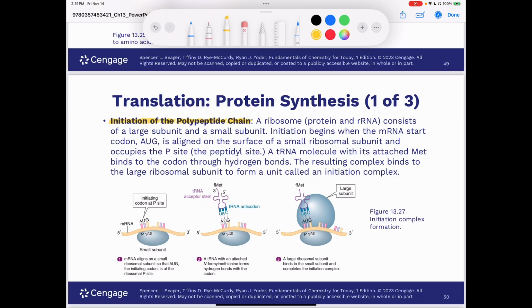Next, a tRNA molecule with its attached N-formyl methionine binds to the codon through hydrogen bonds. The resulting complex binds to the large ribosomal subunit to form a unit called an initiation complex.